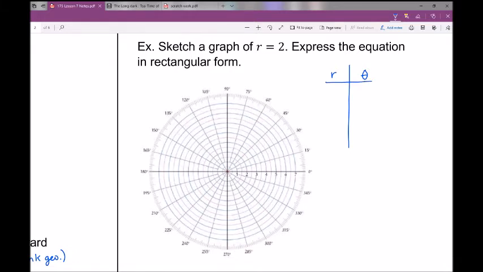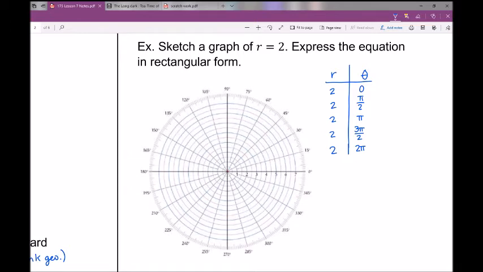We can pick any theta we want. So usually it's easy to pick your multiples of pi over 2, unless you have an equation where some other multiple works better. So we're going to start with 0, pi over 2, pi, 3 pi over 2, and 2 pi. And for this equation, since r is equal to 2, we know that every value in the r column must be equal to 2. And so this gives us 5 points that we can start with when we're graphing our equation.